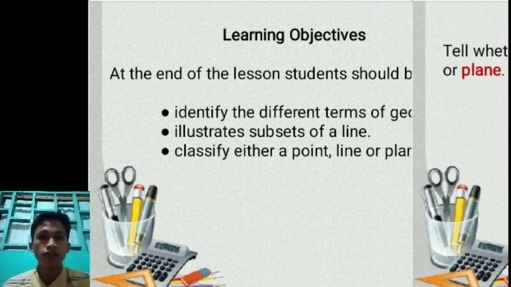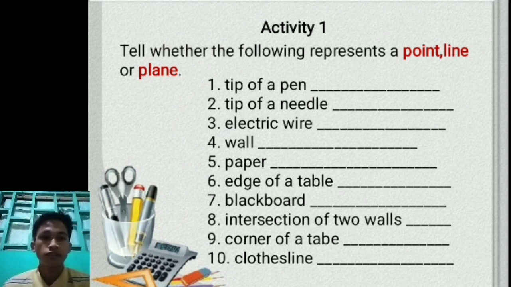But before we start our discussion, let's have first a short activity. So students, get one sheet of paper and answer this activity. I'll give you 10 minutes to answer, and after 10 minutes, let's check. Tell whether the following represent a point, line, or plane.